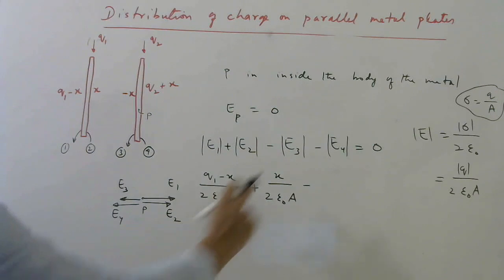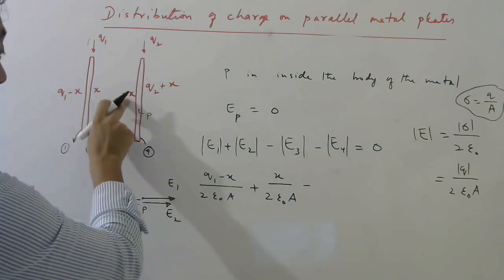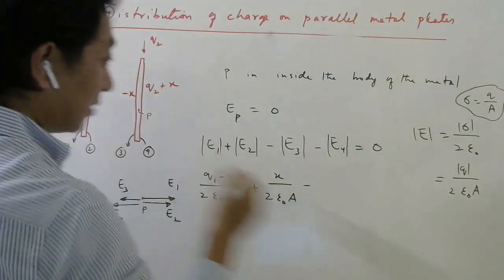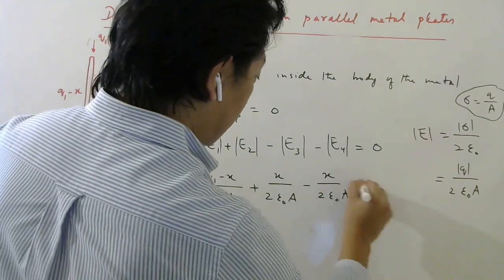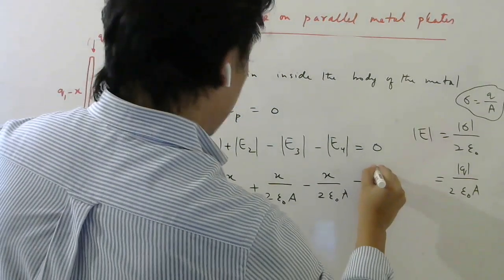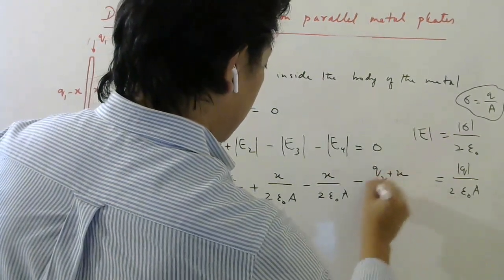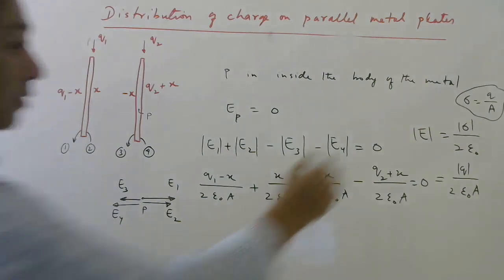Okay. Now E3 is the electric field here due to the third sheet. What is the charge? X. No, magnitude is X only, divided by 2 epsilon naught A, minus E4. Due to this sheet, it will be Q2 plus X divided by 2 epsilon naught A equal to 0. Right, students?